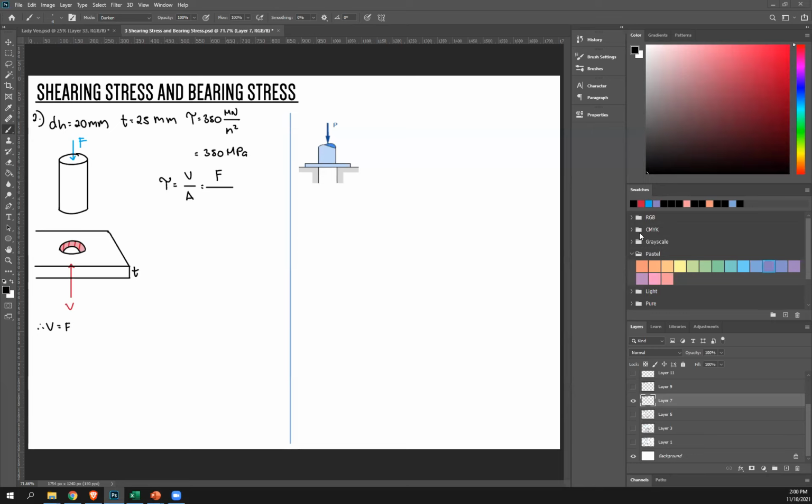Close. Pi d is just the perimeter. What is this?